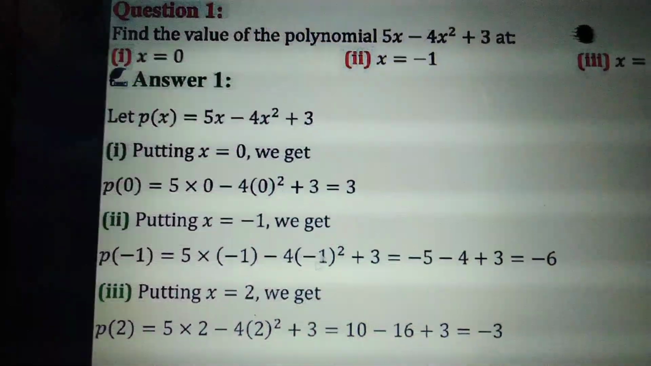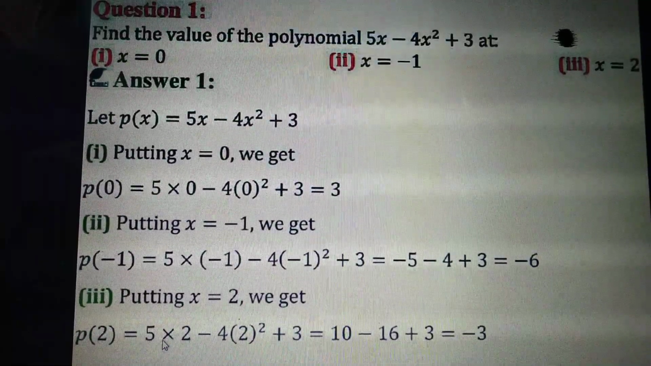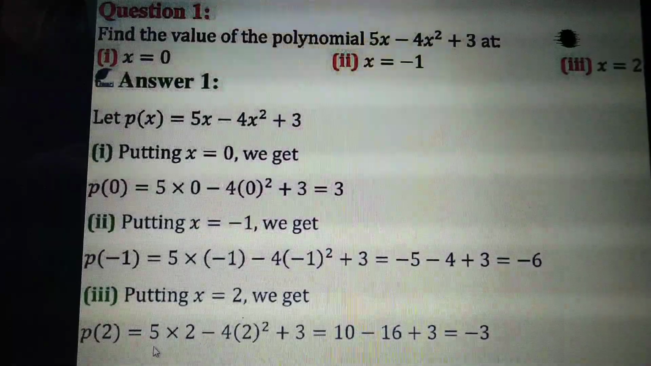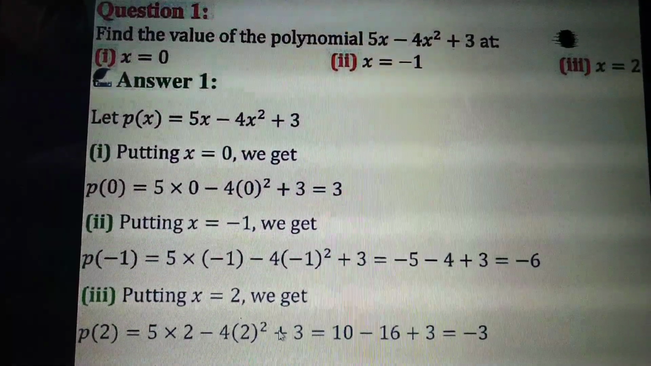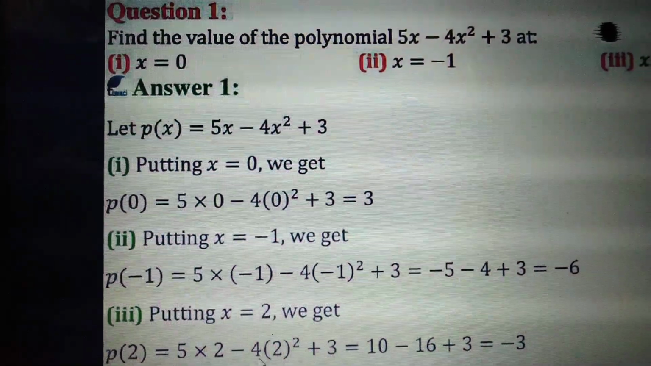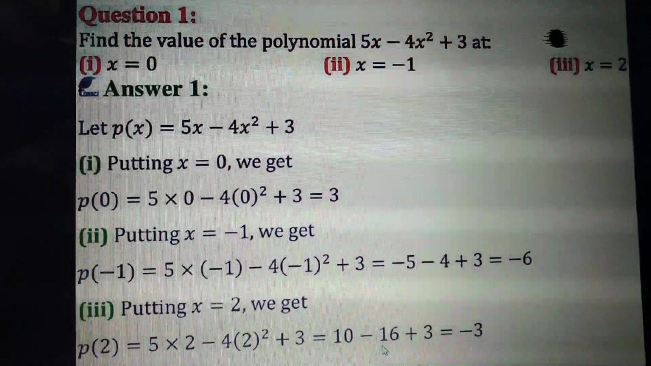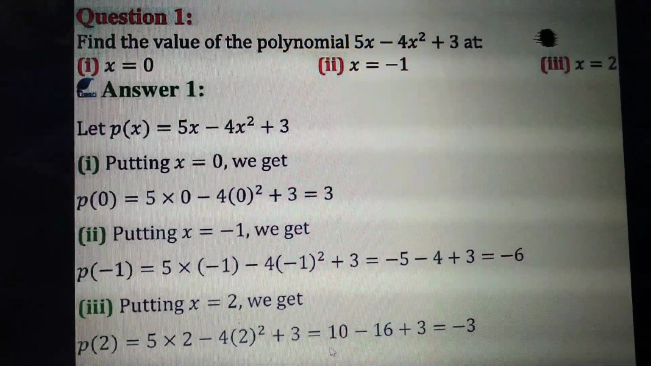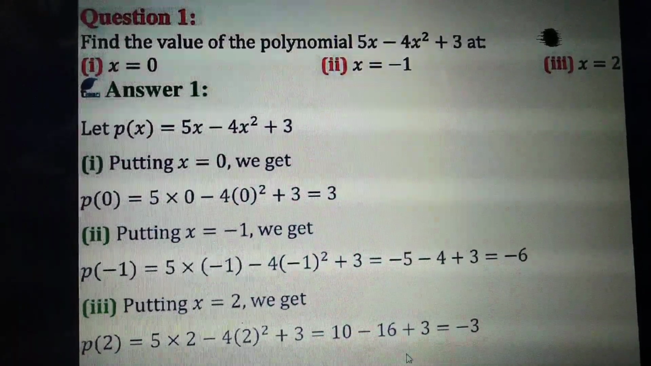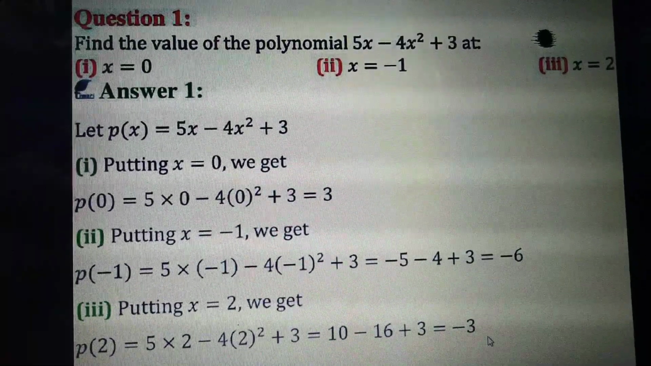Next, x equal to 2. So putting x equal to 2, we get p of 2 is equal to 5 into 2 minus 4 into 2 squared plus 3. 5 into 2 is 10. 2 squared is 4. So 4 into 4 is 16, plus 3. So 10 minus 16 plus 3. Here we have 2 positive and 1 negative. So add the 2 positive, 10 plus 3, 13. 13 minus 16 is equal to minus 3.